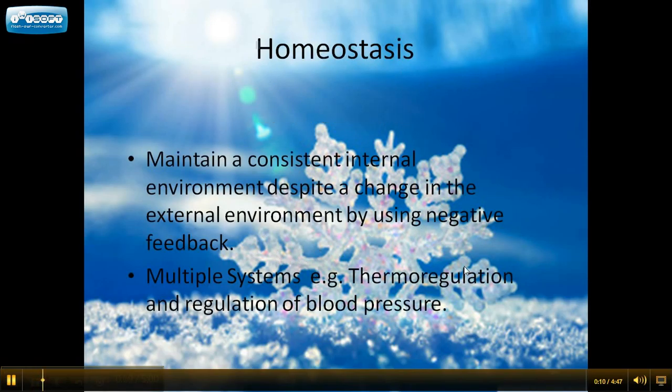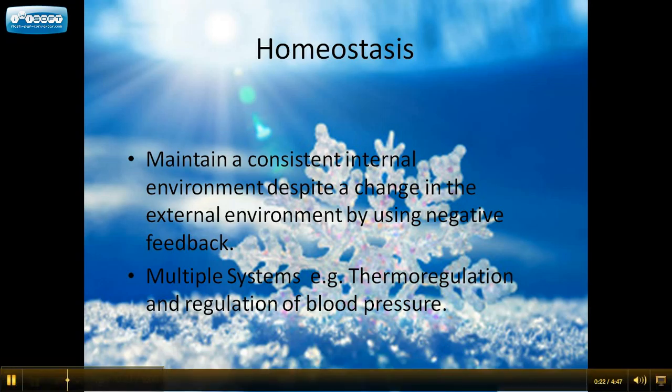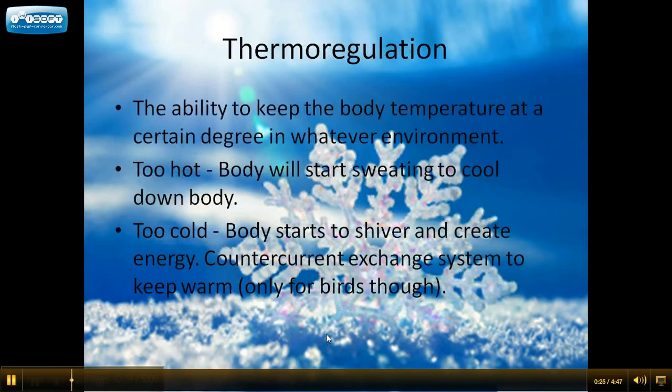Homeostasis is the function to maintain a consistent internal environment despite a change in the external environment by using negative feedback. Examples of homeostasis systems include thermoregulation, regulation of blood pressure, and osmotic regulation.